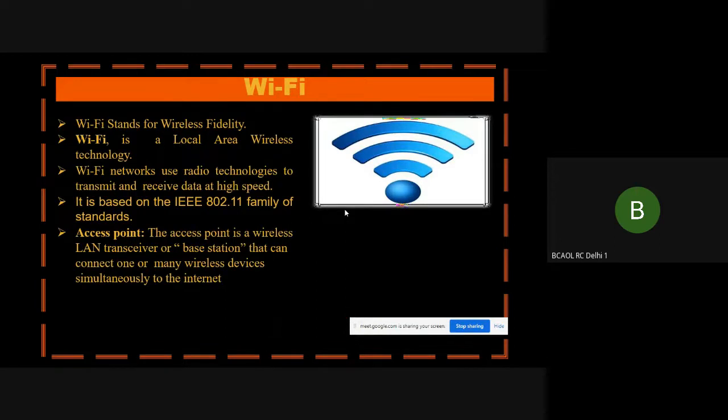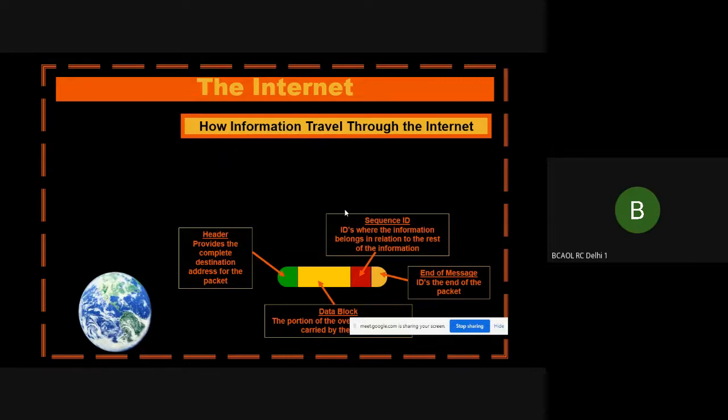You know the symbols of Bluetooth and Wi-Fi, right? Yes. Then what is the internet? We talked about the internet being an interconnection of computers and networks, right? How does information travel on the internet? Your data is divided into packets, and the packet has a header which provides a complete destination address for the packet. So your address will be there, where the packet has to reach, and then a data block. This is the portion which carries the data, the bits, right?